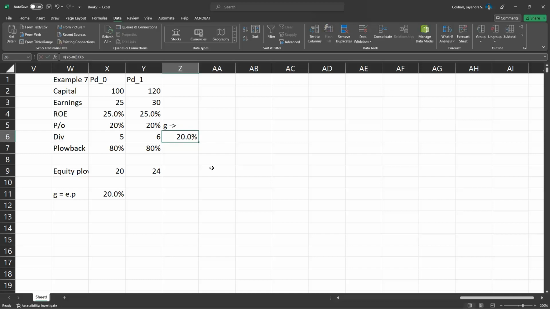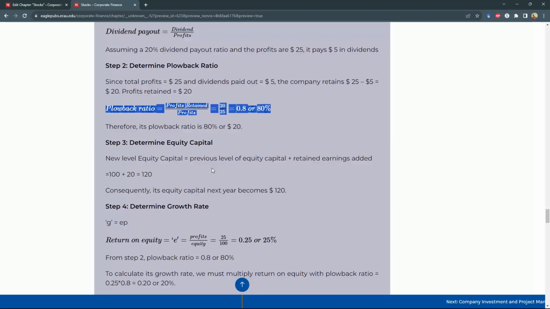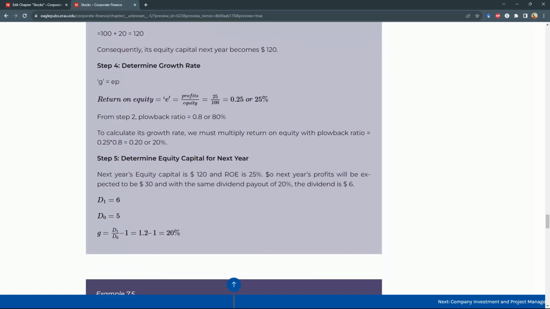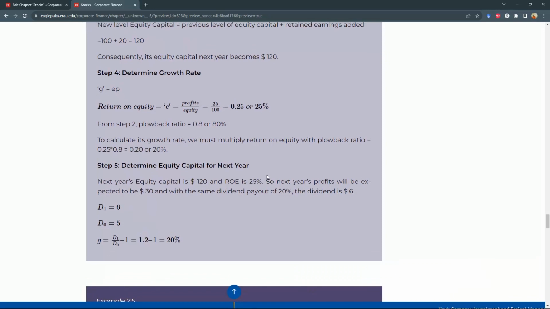G is 20%. And so we found out, to summarize, the plowback ratio is 80%, the new equity capital is 120, the return on equity is still 25%, and the growth rate is 20%. That is example 7.4. Thank you for listening.